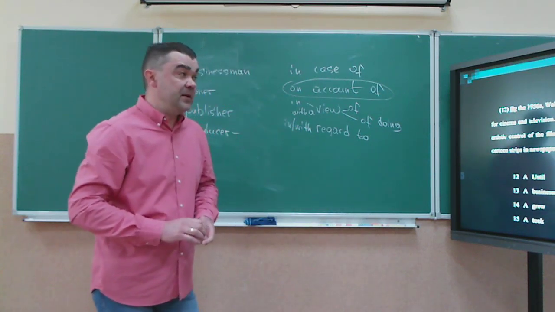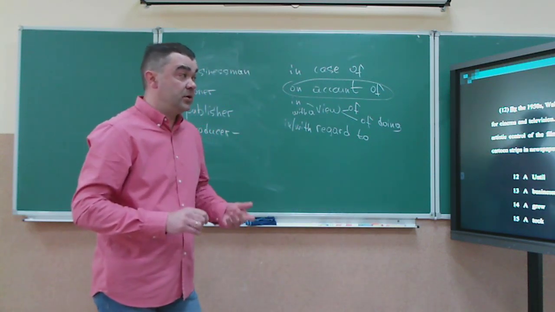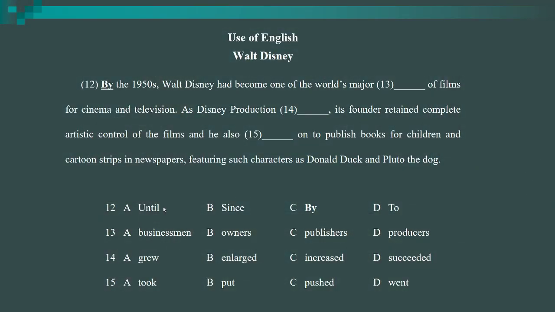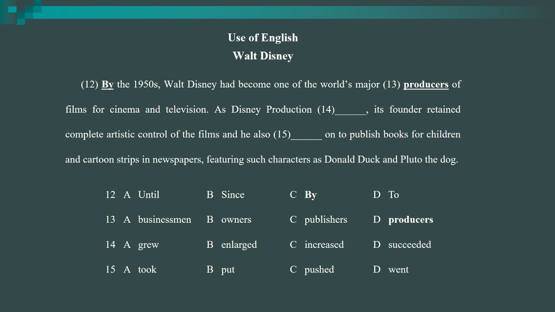If we look again at the text, we have, so Walt Disney had become one of the world's major of films. We cannot publish films, we cannot own films, we cannot business films. We can only just produce films. So the correct answer here is major producers of films for cinema and television. Number 14, what do we have here?